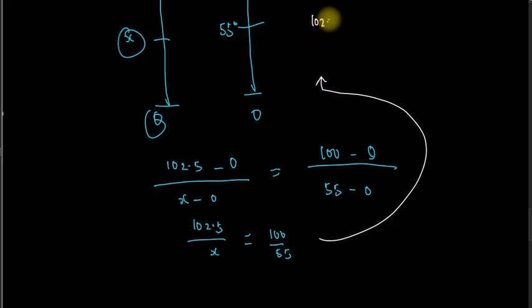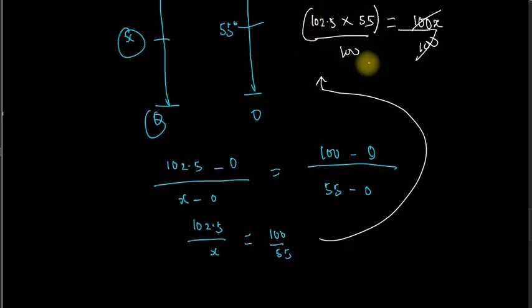Cross multiply, I have 102.5 times 55, and I have 100x is equal to 100x, right? Divide both sides by 100. 100 cancels out, so I am left with what? 102.5 times 55 divided by 100. So 102.5 times 55, in brackets, divided by 100 will give us X is equal to 56.38, let's just leave that, degrees Celsius.